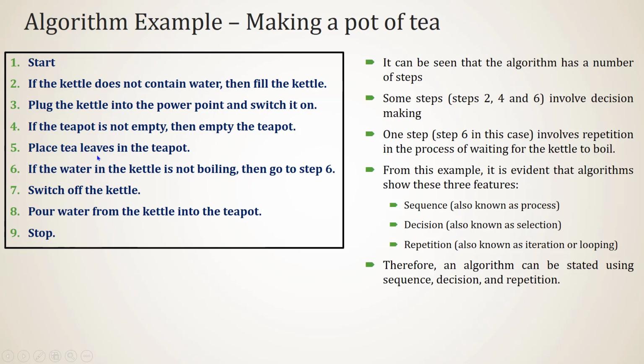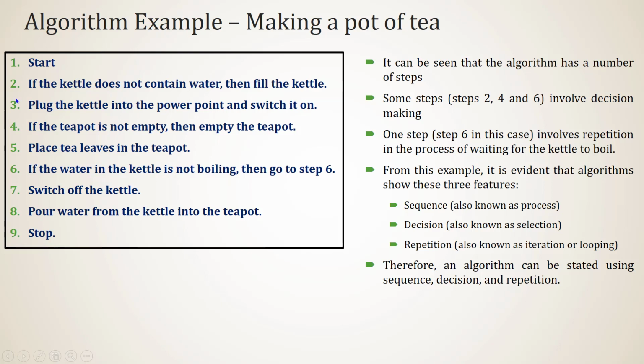Then step 6, if the water in the kettle is not boiling. There also I have to make the decision. After a few seconds, I check the kettle. I'm checking whether the water in the kettle is boiling. If it is not, I have to continue the process. And after again some 5 seconds, I will check the water in the kettle again. If it is not boiling, I have to wait for some other seconds. So if the water is boiling, then I can switch off the kettle.